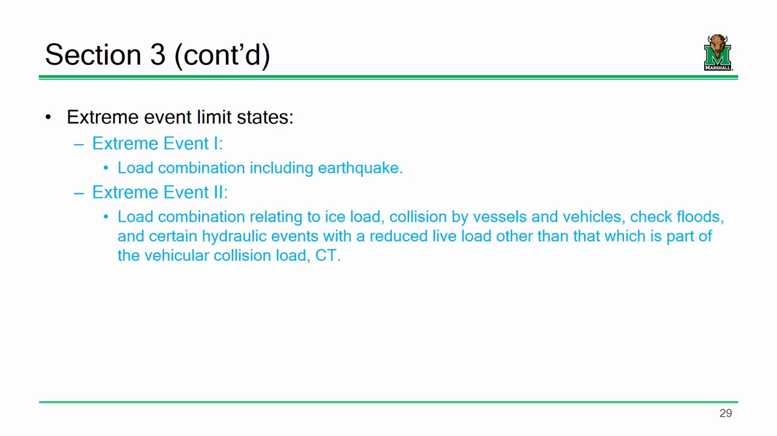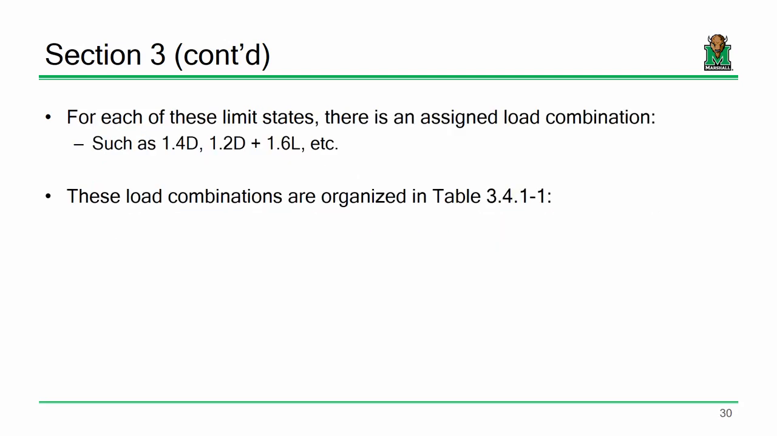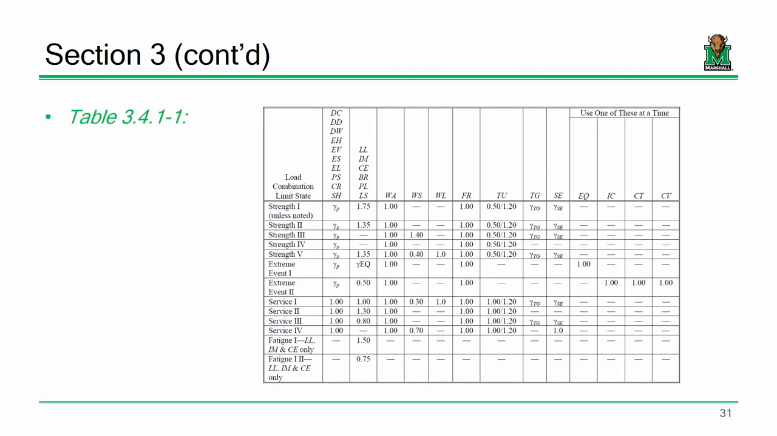So when in doubt, I would go with infinite life. That's just me. All right. Extreme event 1 and 2. 1 is your earthquake load and 2 is basically everything else. All right. Now, what you all are used to, 1.4 dead, 1.2 dead plus 1.6 live, what have you. All these load combos in the spec, instead of laying them out in equations, they're laid out in this table. So you all should see a table in the spec that looks something about like this. Okay? So strength 1, strength 2, strength 3, and so on. All right. Now, each of those are these load combos.